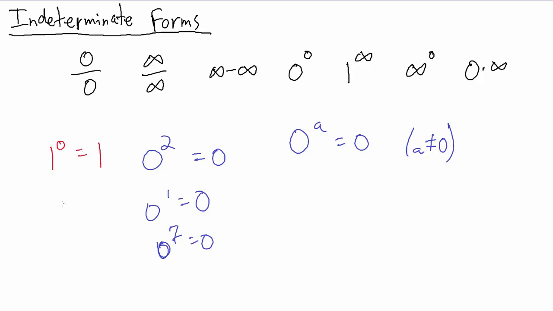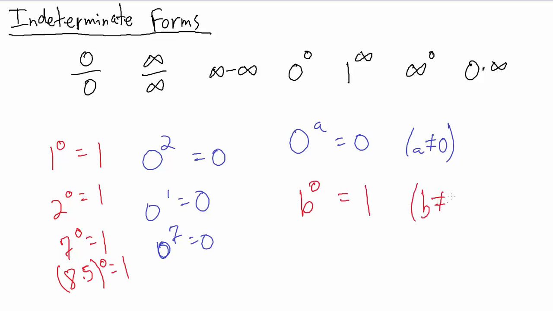1 to the 0? That's just 1, right? How about 2 to the 0? That's 1. 7 to the 0 is 1. 8.5 to the 0 is also 1, okay? So if we have anything, let's say b raised to the 0 power, that's always going to be 1 as long as b is not 0.